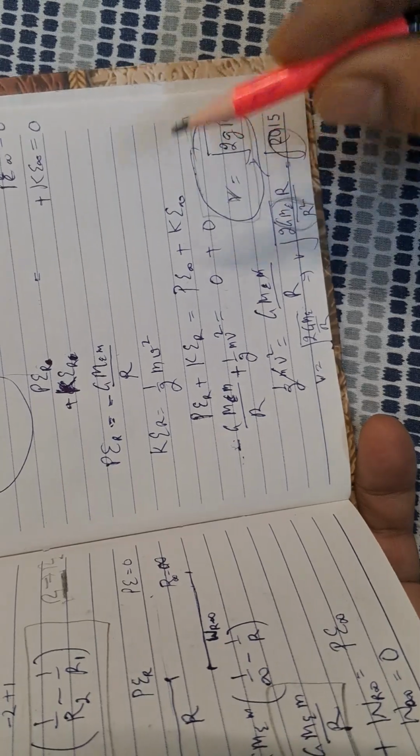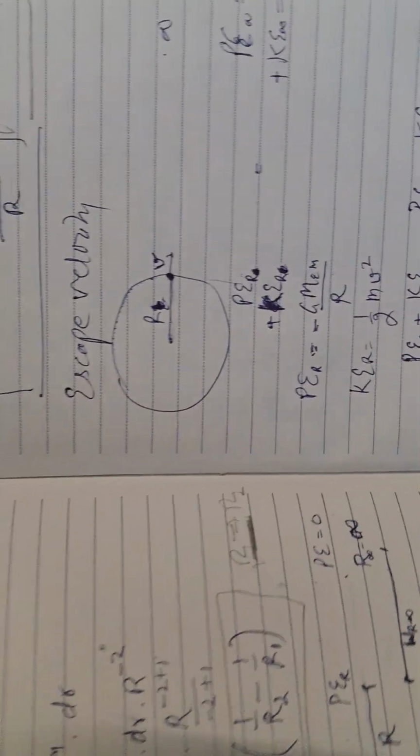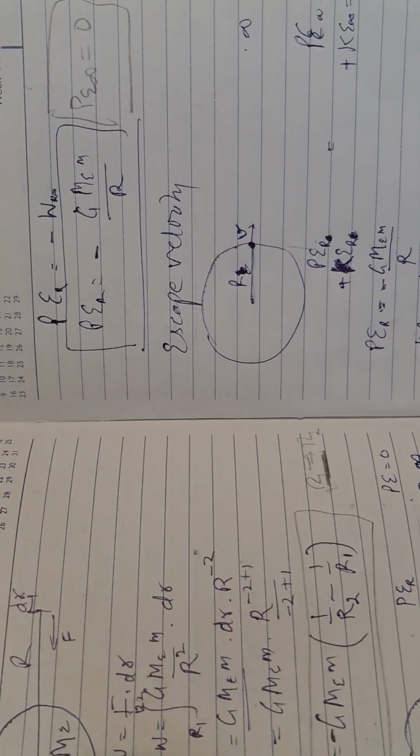This is the simple and easiest derivation of escape velocity and potential energy on earth.